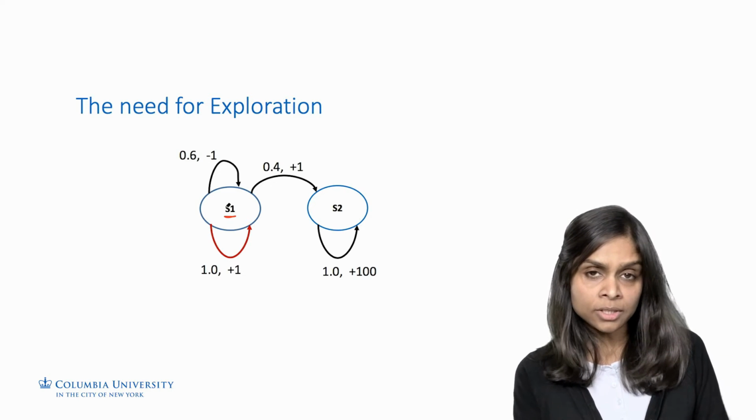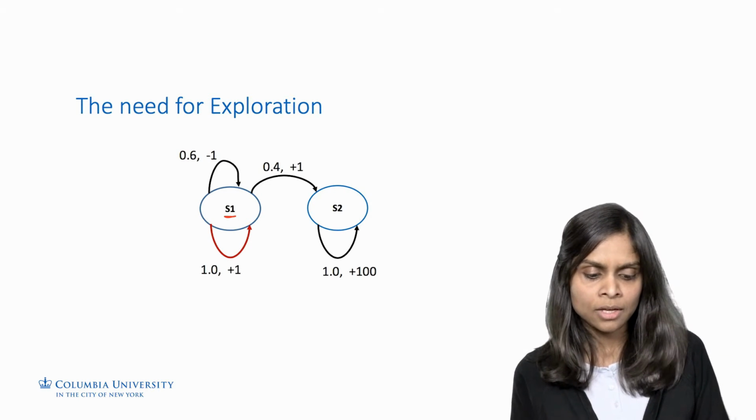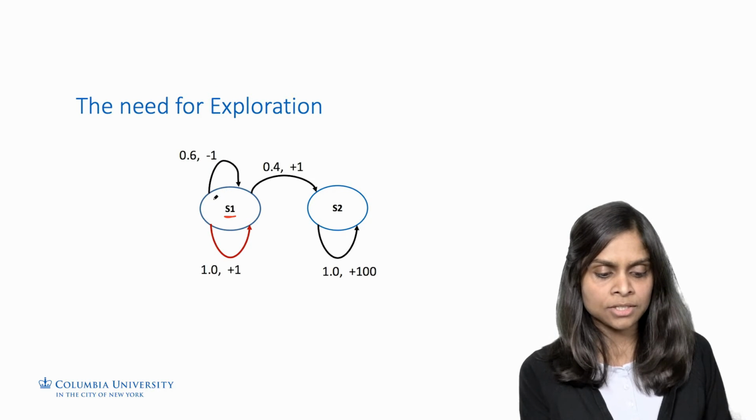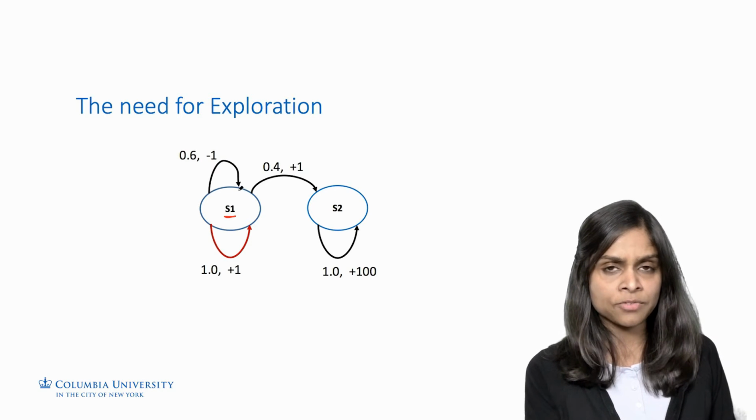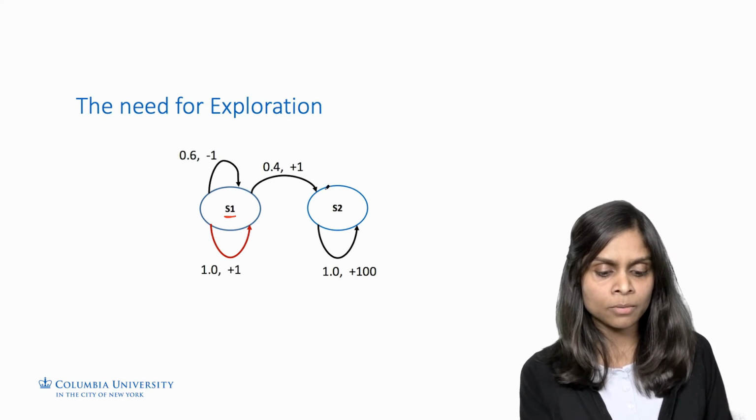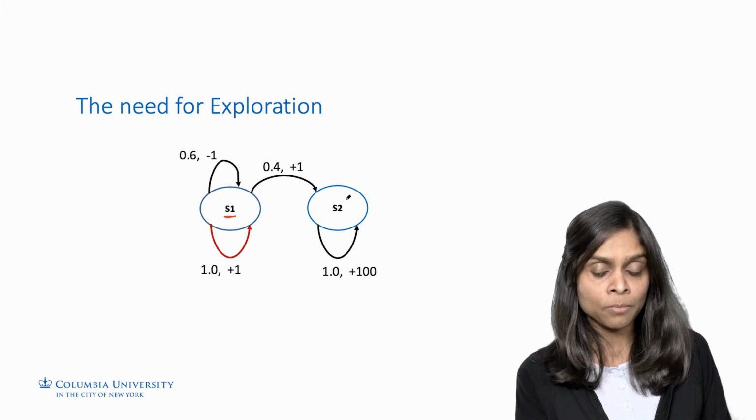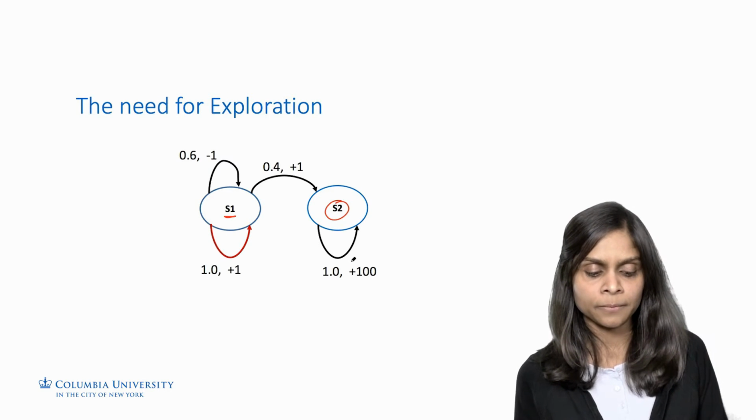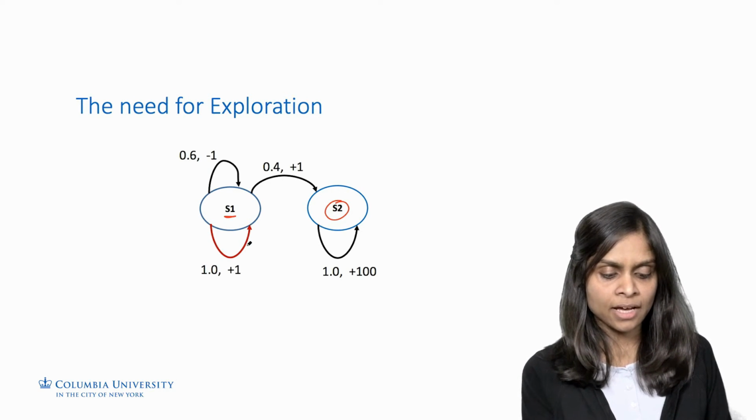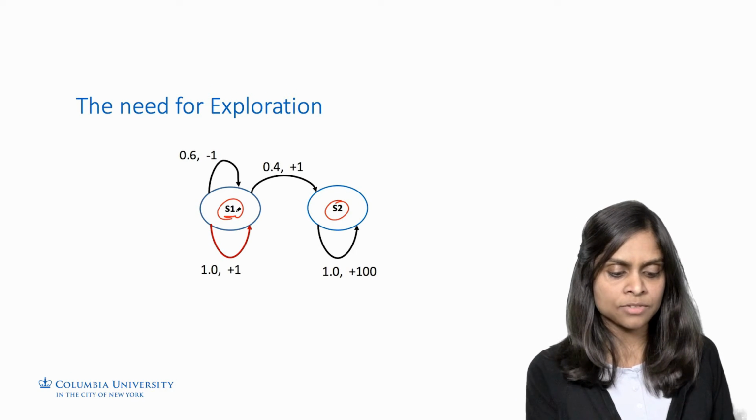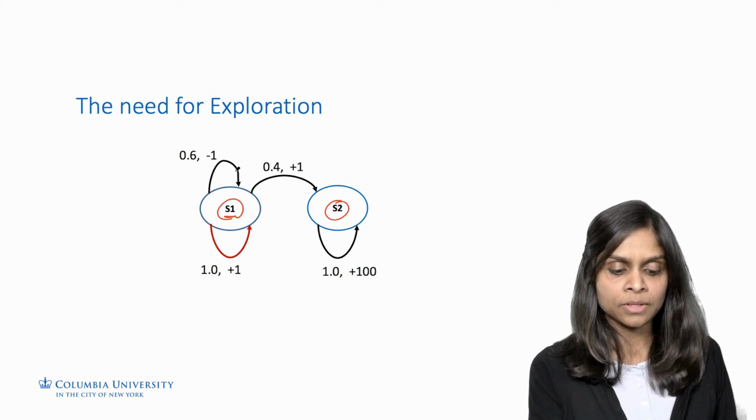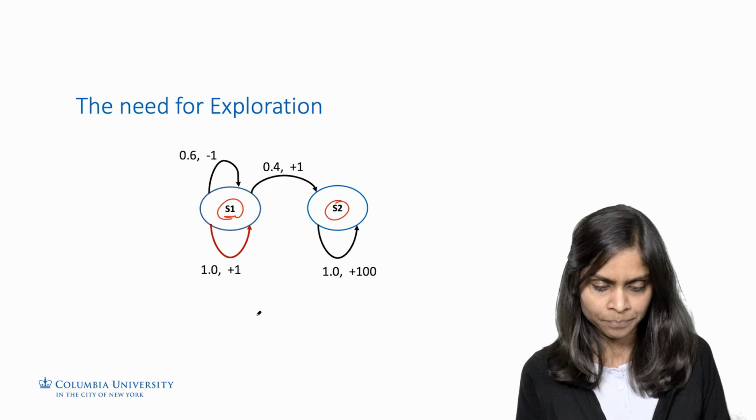Now here, if we knew the transition model and the reward distribution, then we know that on taking the first action, the black arrows, the immediate reward may be -1 with 0.6 probability, but with 0.4 probability, it will be +1. But more importantly, it will take us to a better state S2 where the reward is very high. On the other hand, the second action, the red arrow, will always give +1 reward, but will never take us to the very good state of S2. So clearly, if we start in S1, then taking the black action is the better policy here.